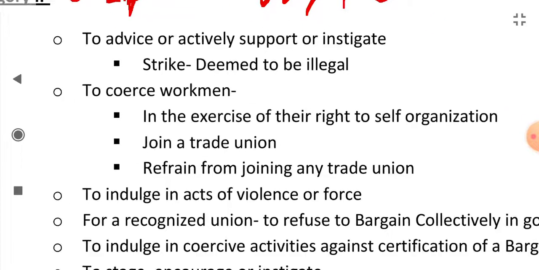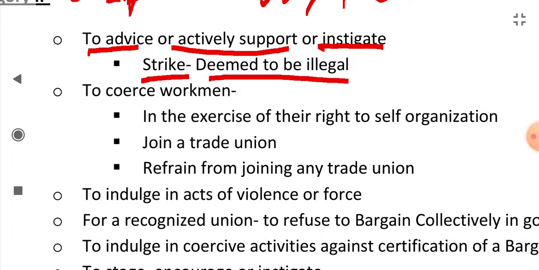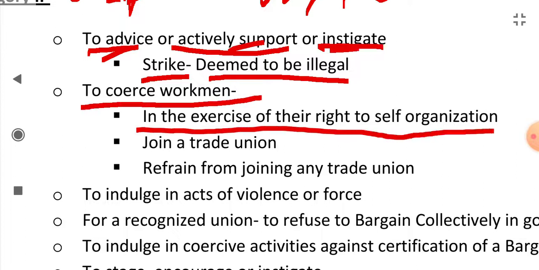So what are these? To advise or actively support or instigate a strike deemed to be illegal. If there is a strike which is deemed to be illegal, if the workmen advise for it or actively support it or instigate it, it comes under unfair labor practice. To coerce other workmen in the exercise of their right to self-organization, join a trade union, or to refrain them from joining any trade union.